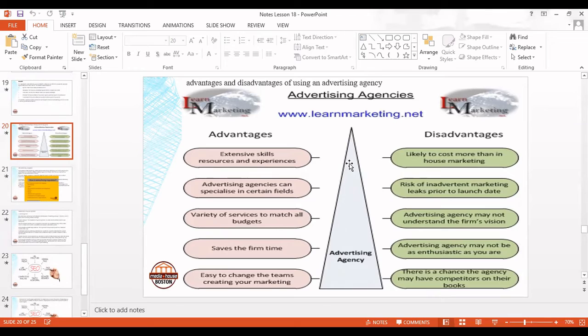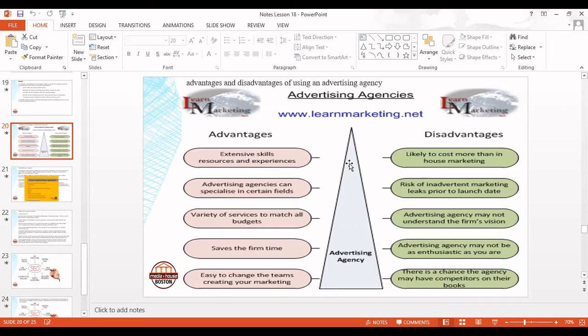Okay, what are the advantages of using an advertising agent? Advantages: extensive skills, resources, and experience. Definitely, you're gonna get a lot of skills, resources, and experiences because advertising agencies hire people with technical know-how, people with the relevant skills, and people with experience. And also, experience comes from them having worked with different companies or different people, created different campaigns and ads.